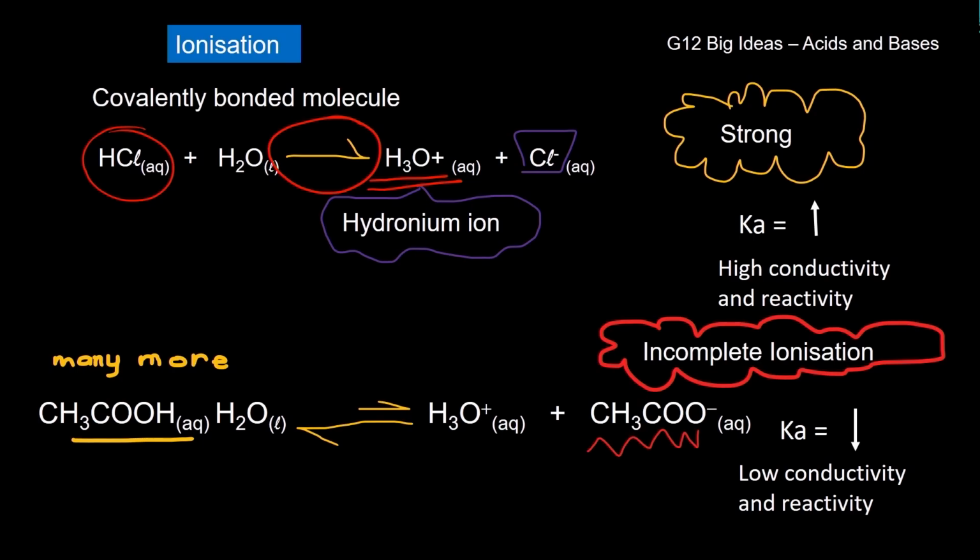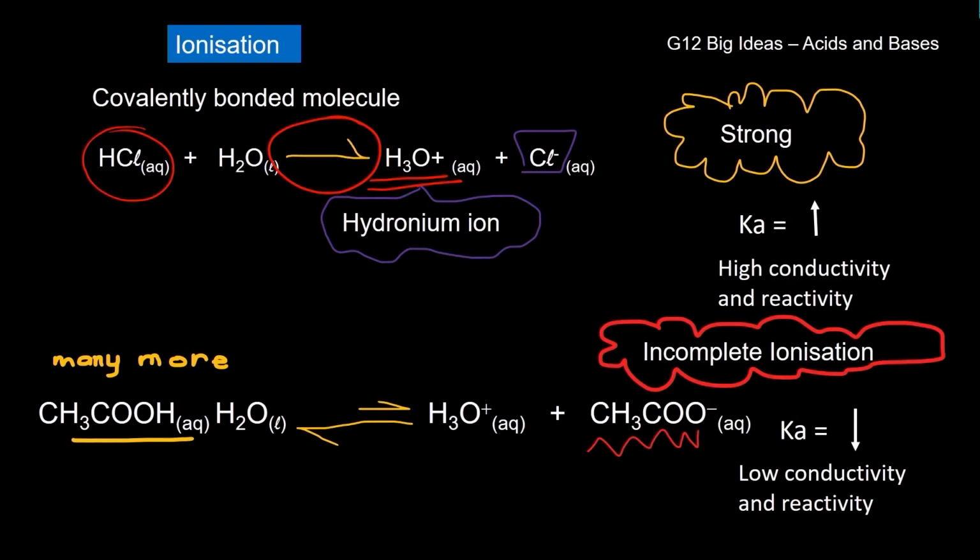It really loves being a hydronium ion rather than being in its molecular form. So when we have complete ionization, we have a strong acid. We have got a high concentration of hydronium ion and chloride ion in solution. It means that our Ka value, so that's like the equilibrium constant just for acids, is going to be high. It's going to be greater than 1. Why? Because there is a high concentration of hydronium ions and chloride ions in solution.